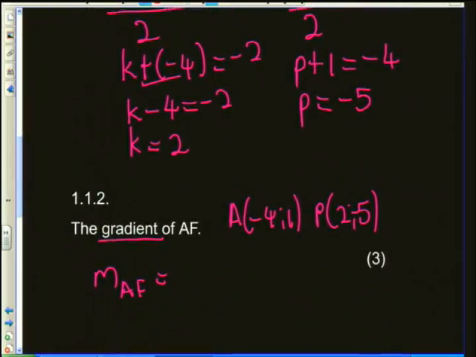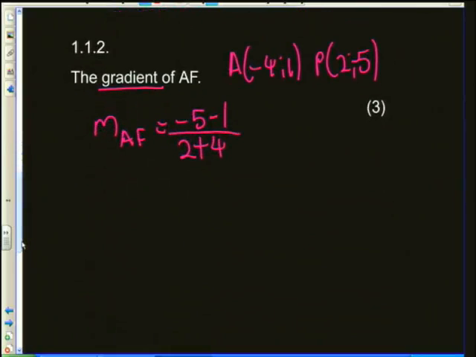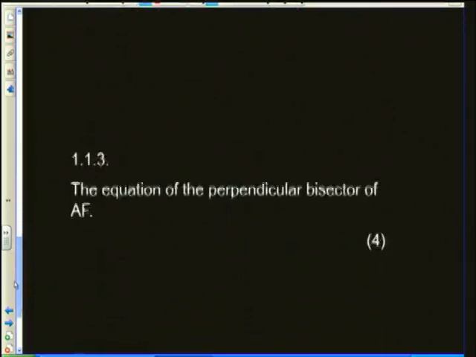Right, so the gradient, change in y's, is minus 5 minus 1 over 2 minus negative 4. Allow me to make that a plus 4. So this means that the gradient is negative 6 divided by positive 6, which is negative 1. That's 1.1.2 done. Moving right along.